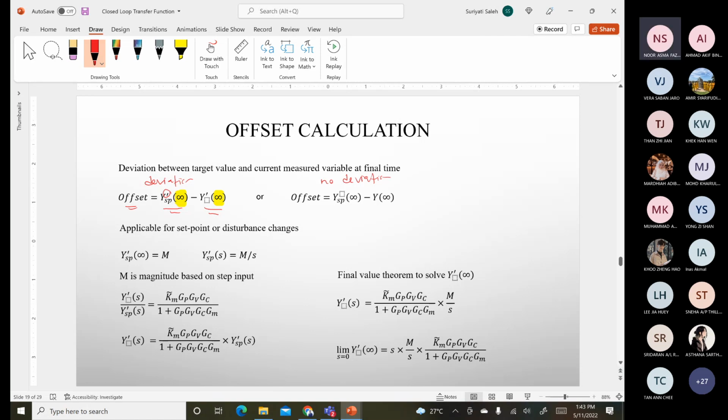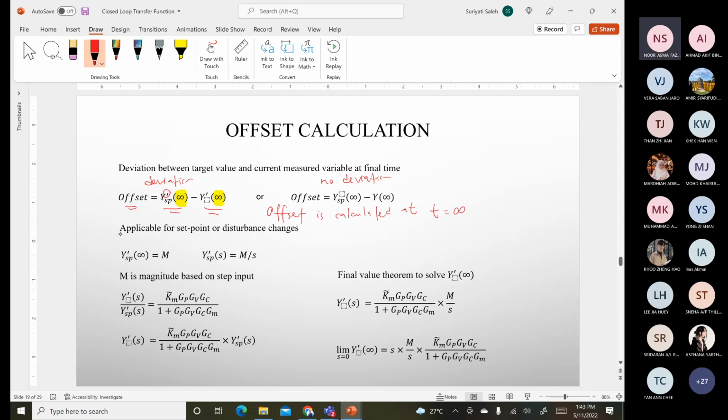So of course we can obtain it at different times, but normally for this part, we just concentrate on the value at the final time, which is normally considered as infinity. So offset is calculated at t equal to infinity.